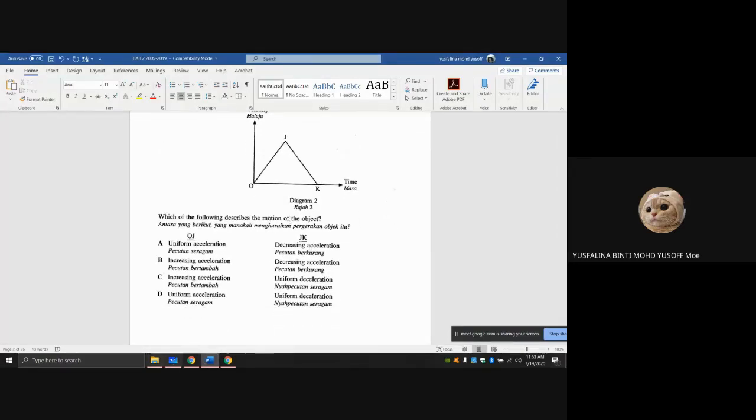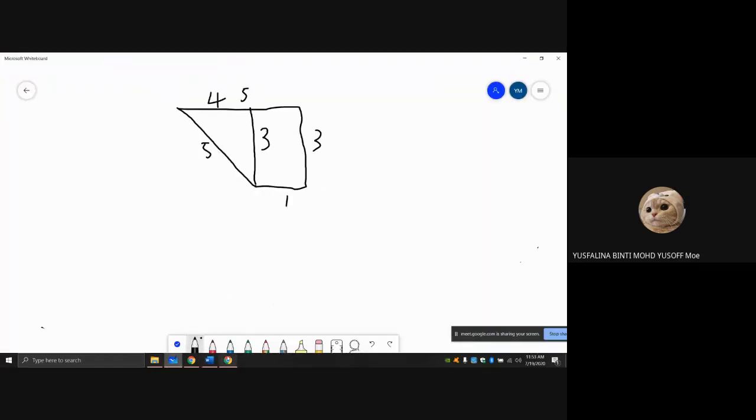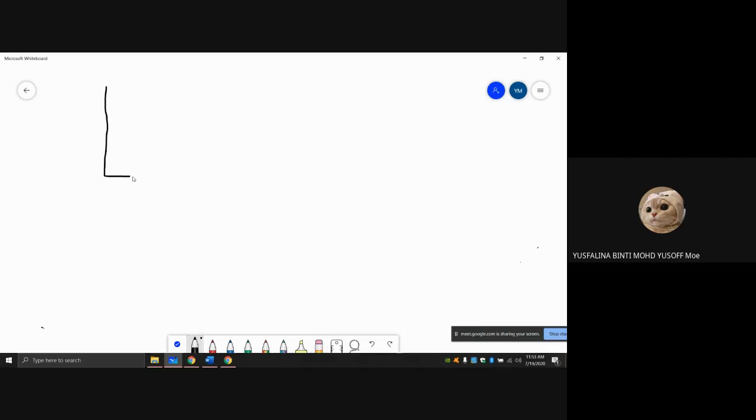So we make a revision. Maybe some of you already forgot. We have two types of motion graph, right? In form 4 we learned two types of motion graph. The first one is displacement against time. Sorry for my handwriting. This one is V against time. So the graph is like this.